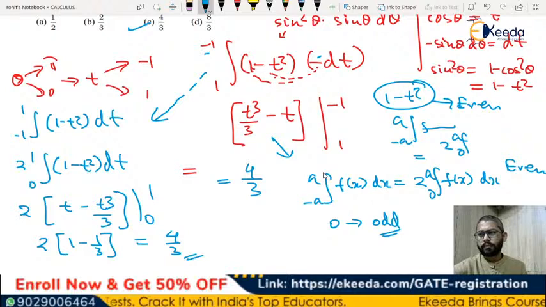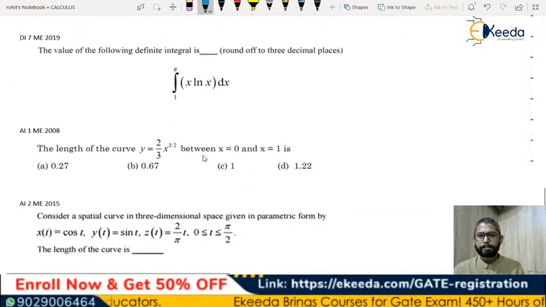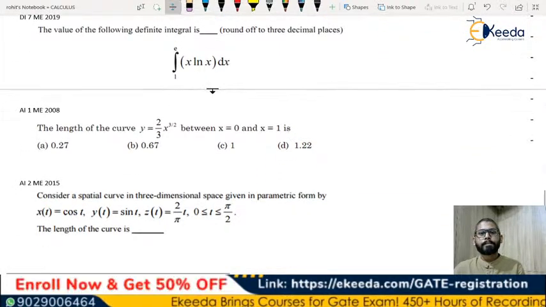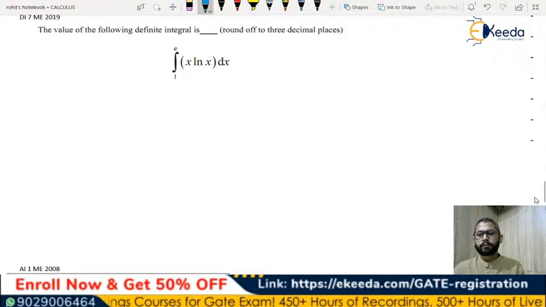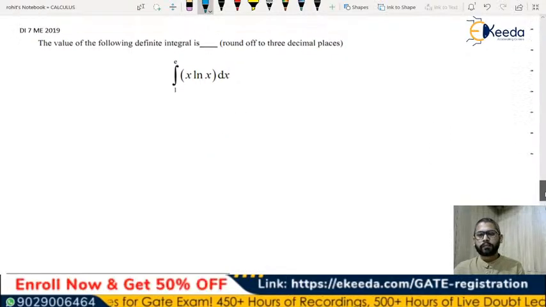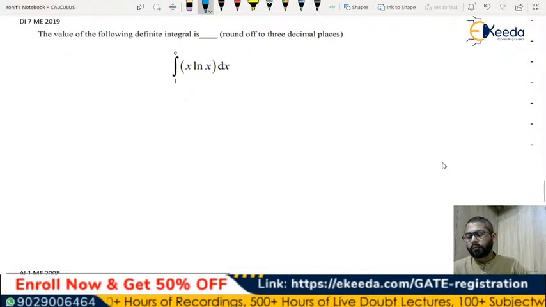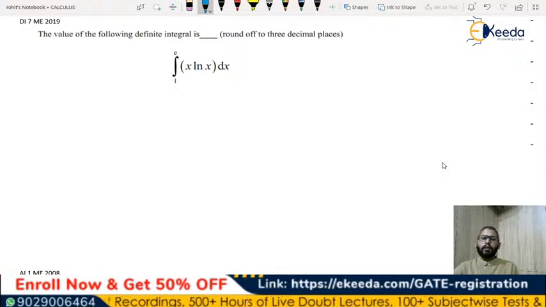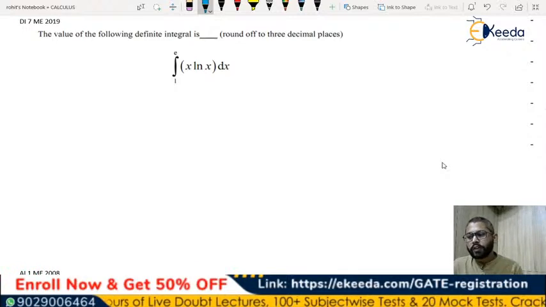Done? So let's move to the next question. Yes. Let's try this one. You can do it by parts and you'll have to decide which one you have to take as u and which one you have to take as v.